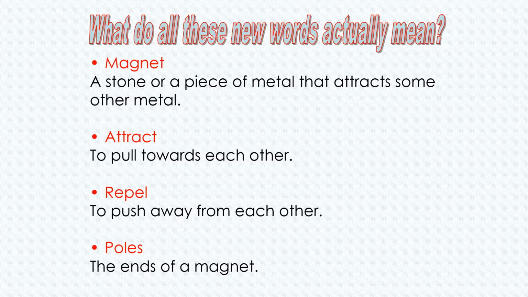Poles, poles mean the ends of a magnet. Whenever you take any magnet, any shape magnet, it will have two ends. दो sides होंगे, दो poles होंगे उसके. Those ends are called the poles of the magnet.